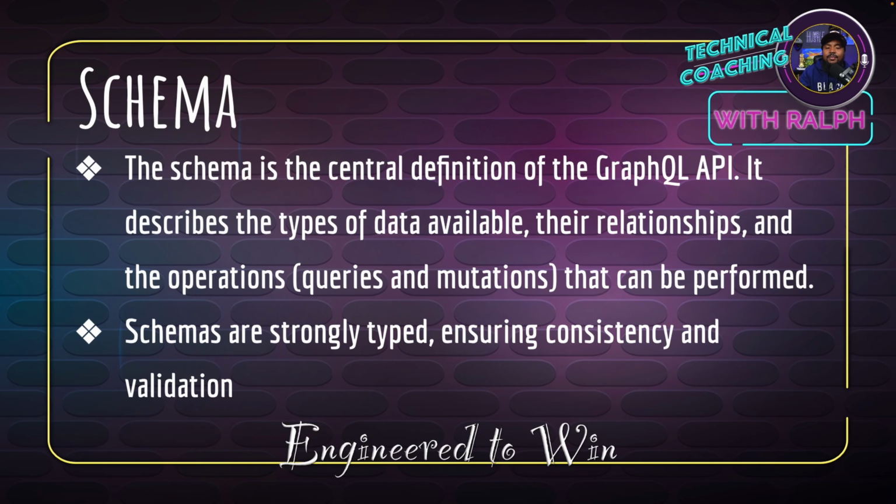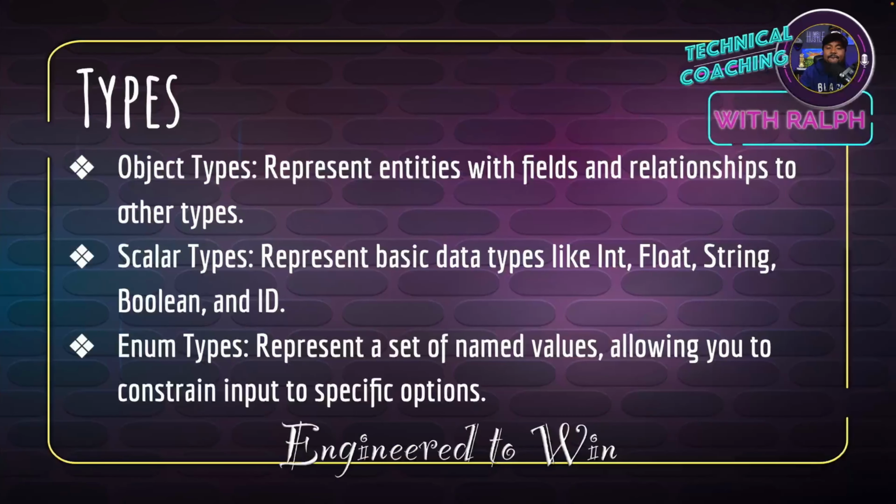So the schema. The schema is the central definition of the GraphQL API. It describes the type of data available, their relationships, and the operations, queries and mutations, that can be performed. Schemas are strongly typed, ensuring consistency and validation. So the types. Object types represent entities with fields and relationships to other types. Scalar types represent basic data types like integers, floats, strings, booleans, and IDs. Enum types represent a set of named values, allowing you to constrain input to specific options.